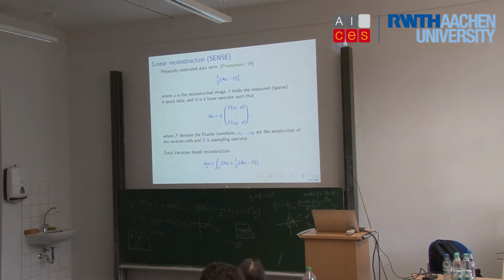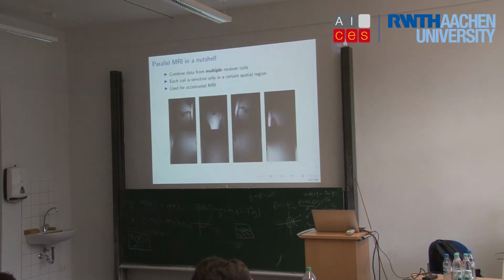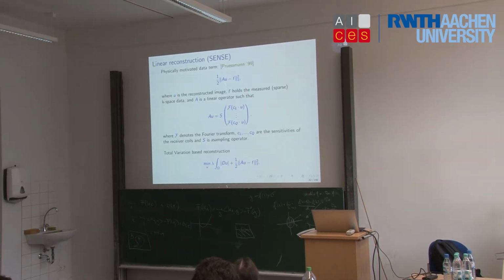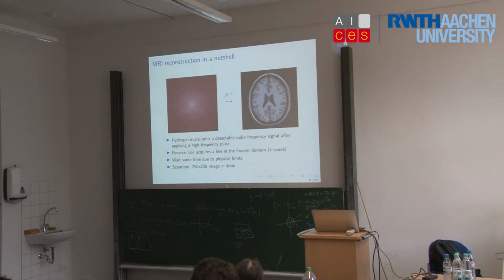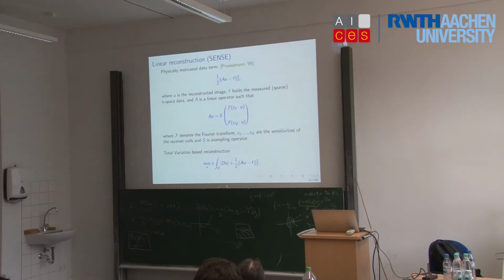And from a mathematical point of view, how is this modeled? It's again a least squares data fidelity term. A is now a combination of the Fourier transform and these sensitivities from the different receiver coils. So you first have to weight your reconstructed image with these sensitivities, and then you can apply the Fourier transform. And outside, there's also a sparsity pattern that tells you which of these lines you have actually recorded. Because if you want to accelerate this MRI acquisition, then you would like to spare out a few of these lines.